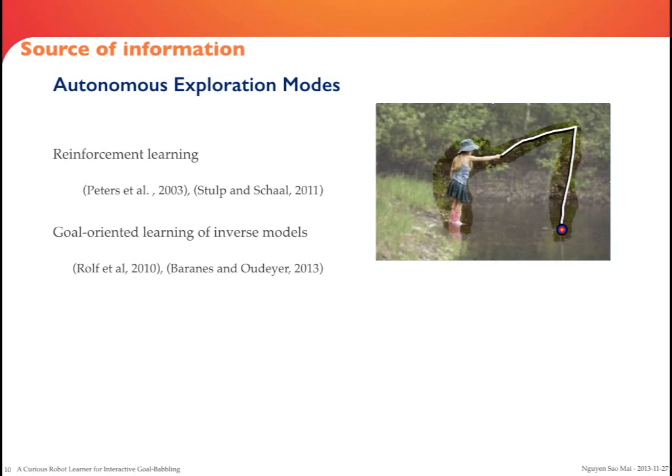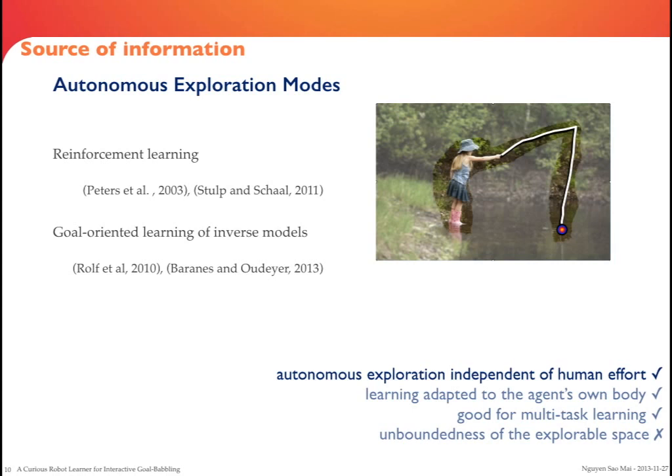The second mode is what we call autonomous exploration, which takes as source of information oneself. So what the person experiments by himself, and methods like reinforcement learning or goal-oriented learning of inference models have been developed and proved efficient. These methods have the advantage of enabling autonomous exploration, which is independent of any human effort. And the learning is adapted to the agent's own body, which means that you don't have correspondence problems. Then a few methods have been developed for multitask learning and have proved efficient. But they still have problems when the explorable space is unbounded, especially the outcome space.